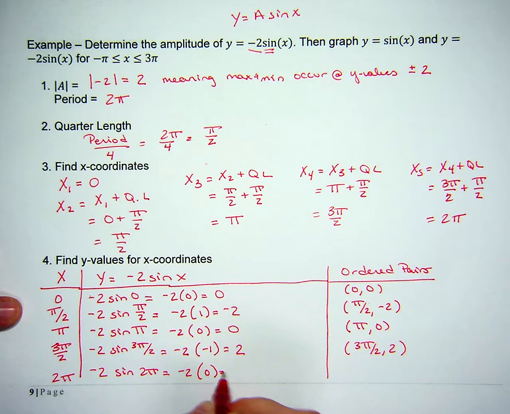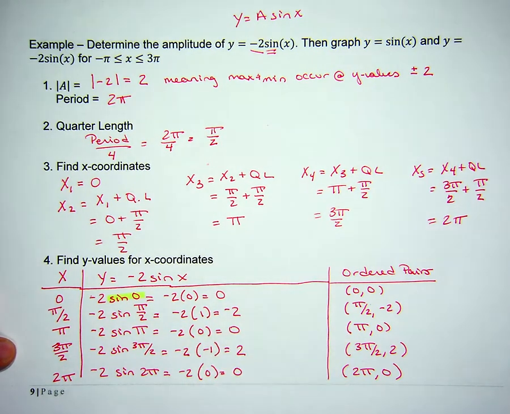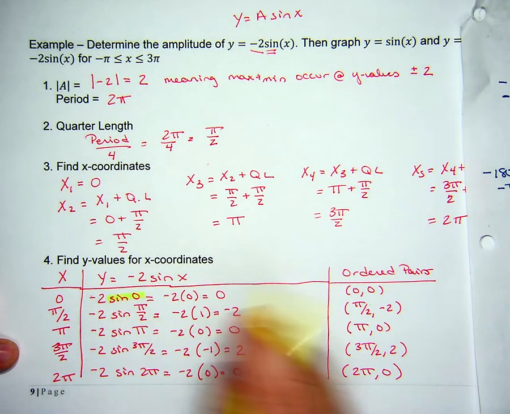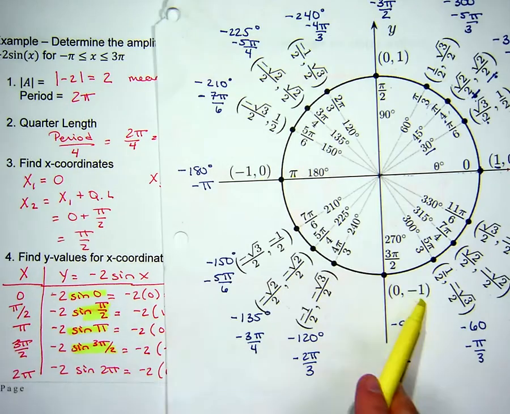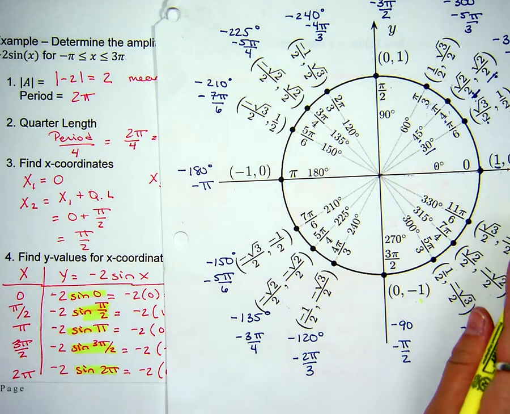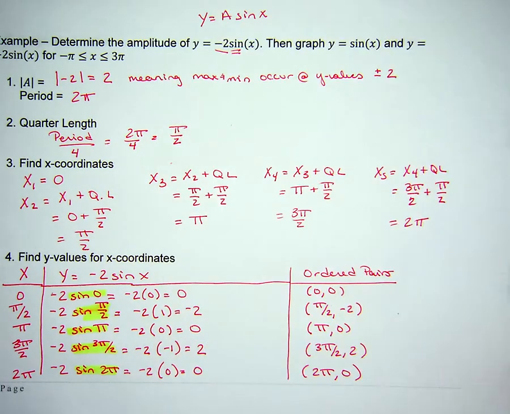I know I did this a little quick, but all I'm doing is every time I'm looking for a piece, sine of 0, I'm noting my unit circle. So sine of 0 is 0 for the y. At pi over 2, sine is 1. At pi, it's 0. At 3 pi over 2, negative 1. And at 2 pi, it's 0 again. So that's where I've gotten all of our values here, using the unit circle like we did in the last example.